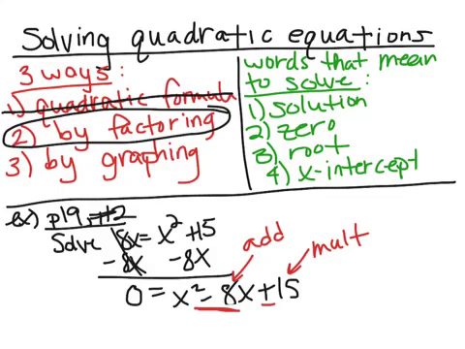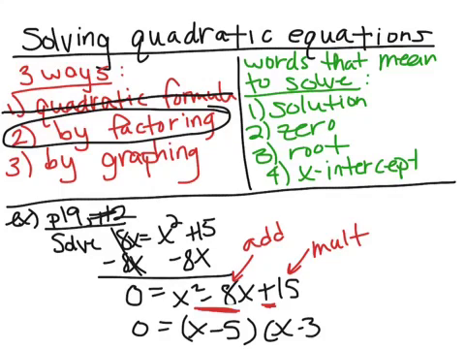But then I have two factors of positive 15, x minus 5 and x minus 3, and my negative 5 times negative 3 gives me positive 15, negative 5 plus negative 3 gives me negative 8. So that means I'm going to have 0 equals x minus 5 times x minus 3.